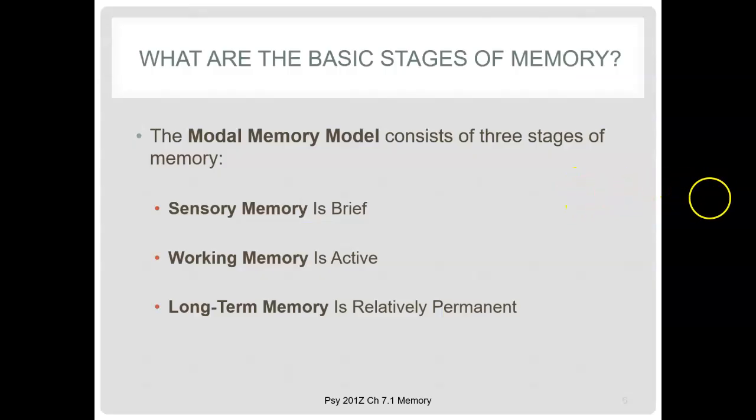With the modal memory model, we've got 3 stages: sensory memory, working memory, and long-term memory. Sensory memory is very brief. Working memory is very active. It's still short in time, but it's extremely active. And long-term memory is relatively permanent.